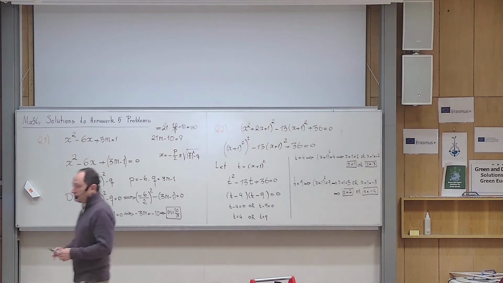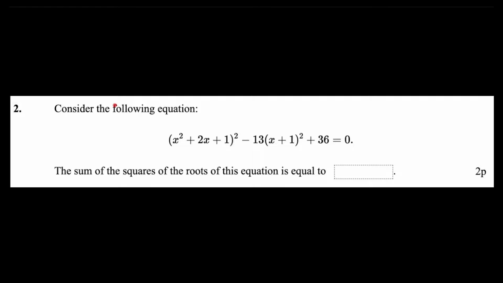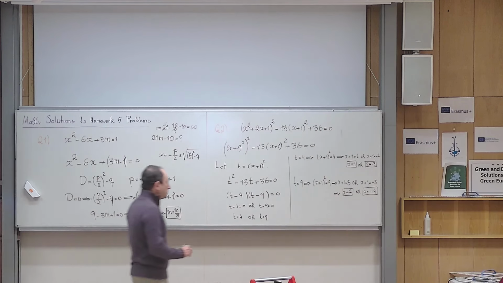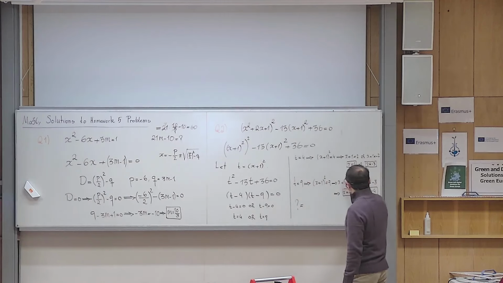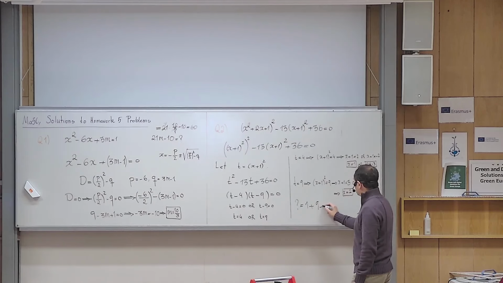But as you see, what is wanted? I want to find the sum of the squares of the roots. Okay, that's a very simple task to do, yes? So the question mark is what? This one to power 2 plus this one to power 2 plus this one to power 2 plus this one to power 2. So the answer is 30.